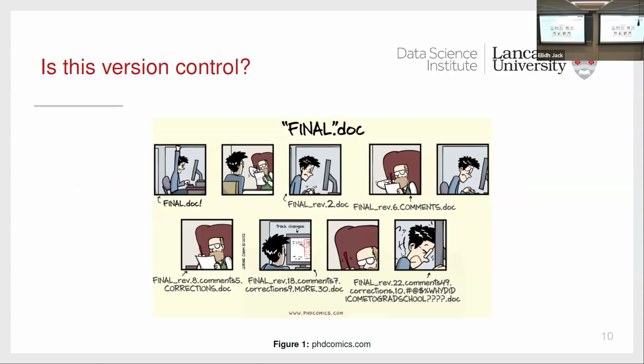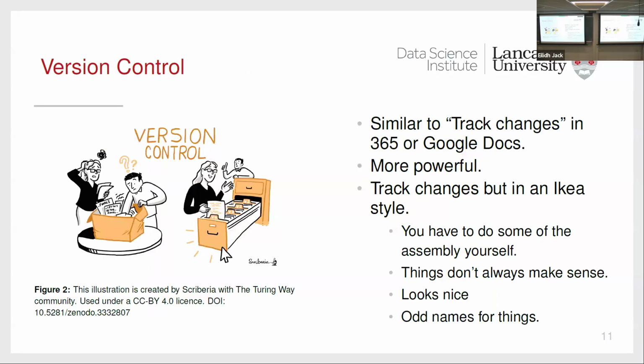For those of you who can't read this because it's quite small, it's the standard example of the postdoc: final.doc, final_rev2, final_rev6 comments, rev8 comments correct. I've seen this. I've seen it too many times. We've all done it. Sometimes we move away from it. Version control can help you with this.